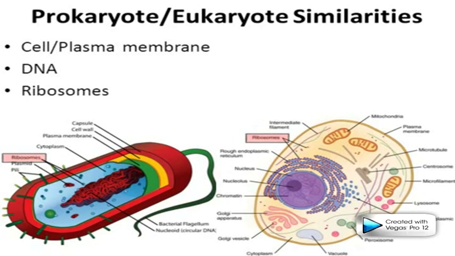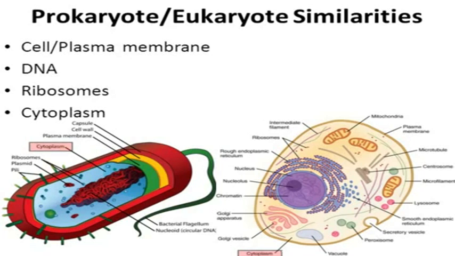Each has ribosomes. When you look at the two diagrams, they each have ribosomes. That's because they each need proteins, and that's the job of ribosomes, is to build proteins. And each has a fluid interior called the cytoplasm. The cytoplasm is really important because this is where a lot of the chemical reactions that take place within a cell occur.